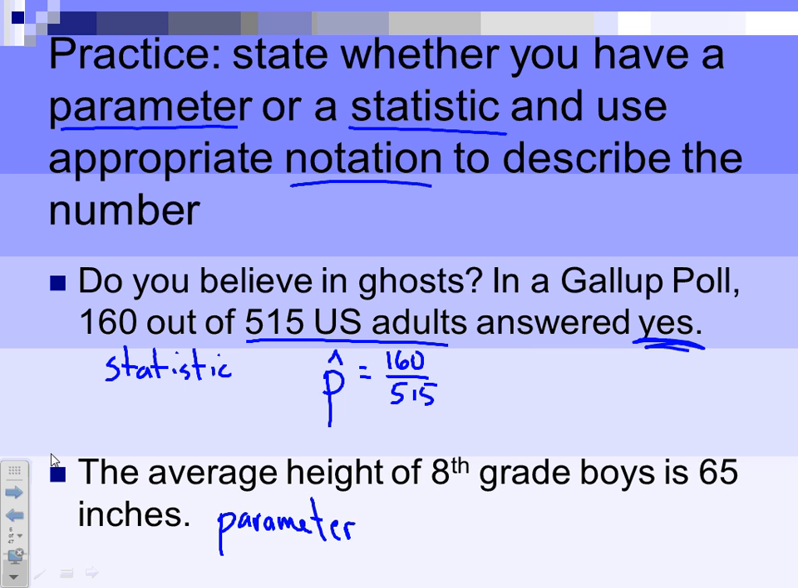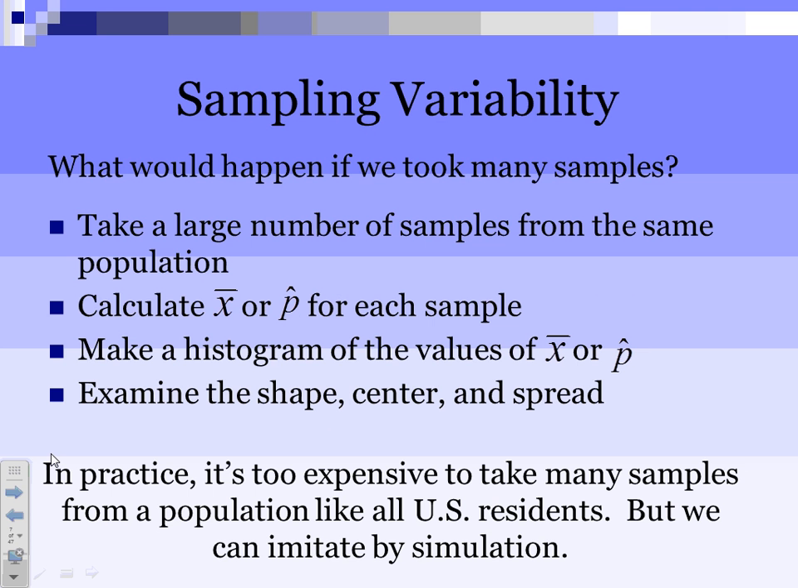If we're talking about someone's average height, that's a quantitative value, so that's going to be a mean that we're referring to here, not a proportion. And since it's a parameter, we're going to use mu, and in this case, mu equals 65 inches. Okay, pretty clear with that, just some basic review.